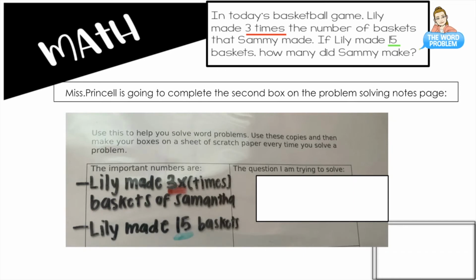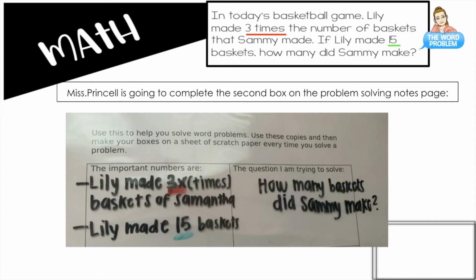Now moving on to the next box, it says the question I am trying to solve. You're going to go back in and find that question word and underline it in any way you can to form what your question is. It says, how many did Sammy make? And you are just going to copy that over. You're not restating just yet. It's genuinely just asking you, what is the question? So your first 2 boxes out of the 6 are complete.